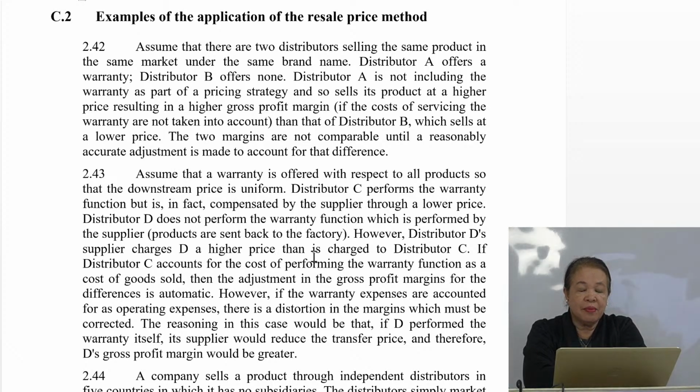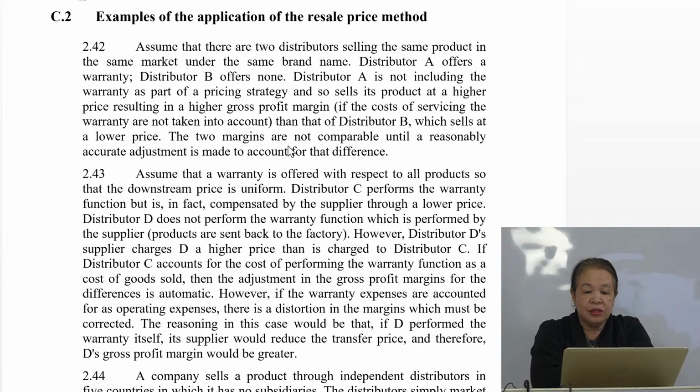So assume, this is the example for the resale price method. Assume that there are two distributors selling the same product in the same market under the same brand name. So distributor A offers a warranty, while distributor B offers none. So anong difference nila? Yung isa may warranty and the other none. So distributor A is not including the warranty as part of a pricing strategy, and so sells its product at a higher price, resulting in a higher gross profit margin.